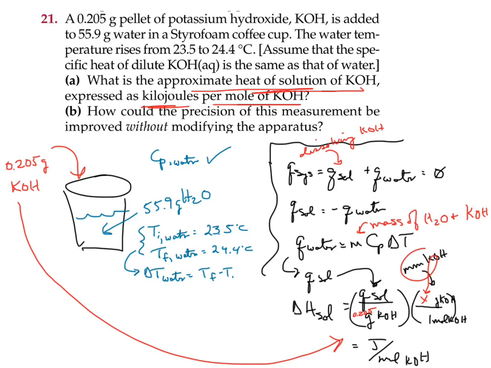Then down here, once you have Q water, you can get the Q solution because they're equal in magnitude but opposite in sign. The change in enthalpy for the solution will be equal to the Q of the solution. We're normalizing it per mole of KOH. So if we divide it by the mass of the KOH, then use the molar mass, we get it in terms of energy per mole of KOH.